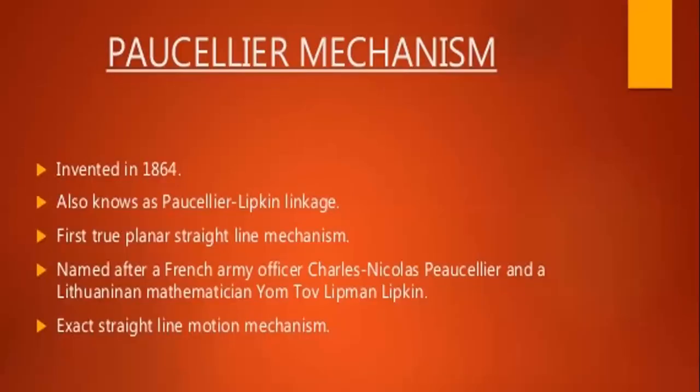Then we are going to see the first mechanism in the straight line motion mechanisms, that is the exact straight line motion mechanism, the Peaucellier mechanism. The Peaucellier mechanism is one of the most important mechanisms in the exact straight line motion mechanisms, and it is a repeatedly asked question in the JNTUK external exams. It is regularly repeated in any one of the sets in the JNTUK examination.